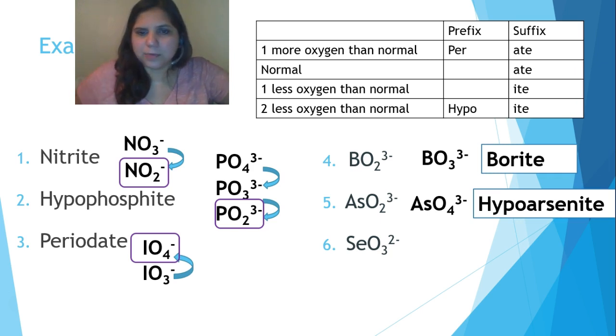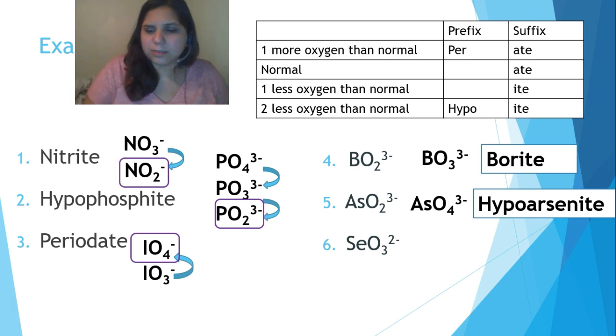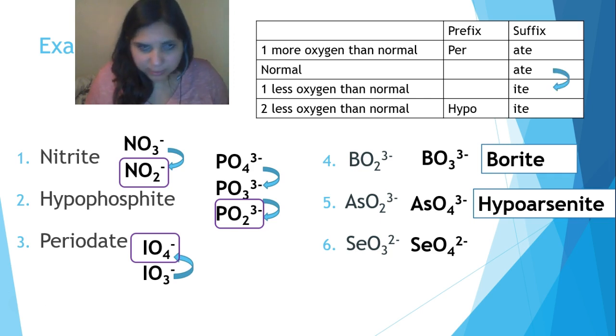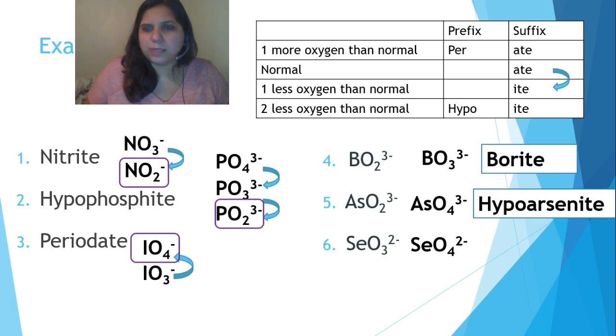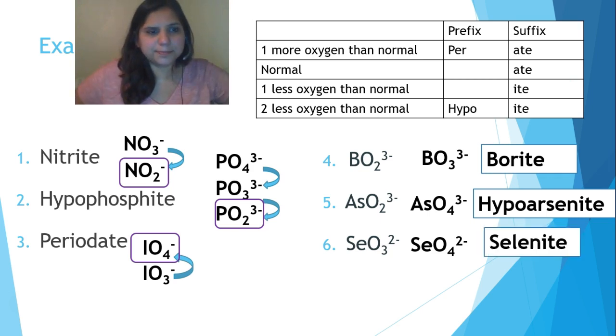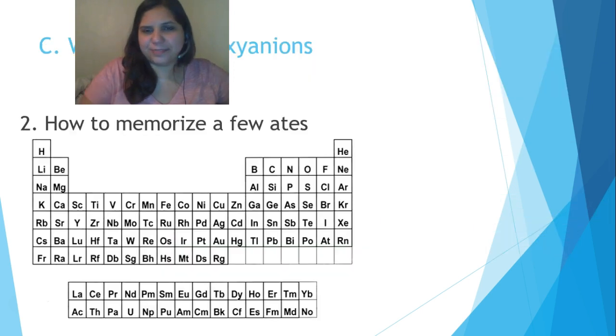Okay, and the last one, we have something related to selenate. So let's look that up. That's SeO4 with a 2 minus charge. So if that's the 8, that's only 1 less oxygen. So that must be selenite. Okay, so you should now be able to take any polyatomic ion that's an 8 form and change it.